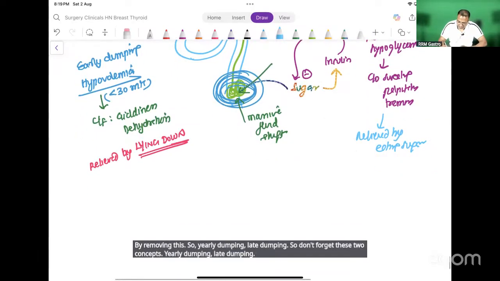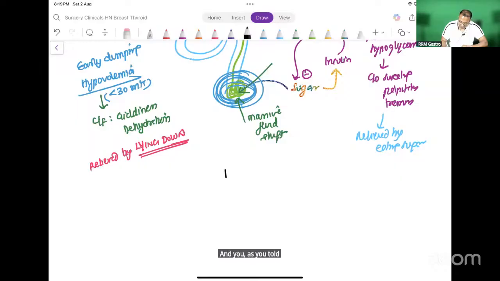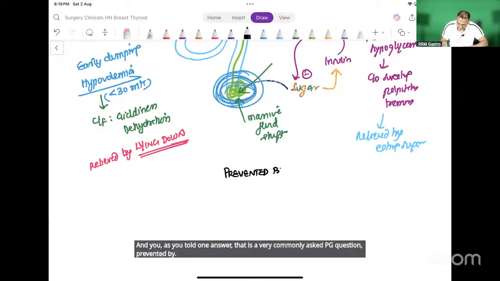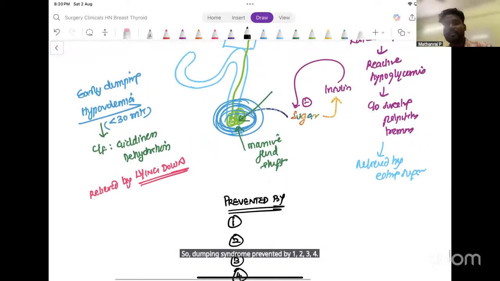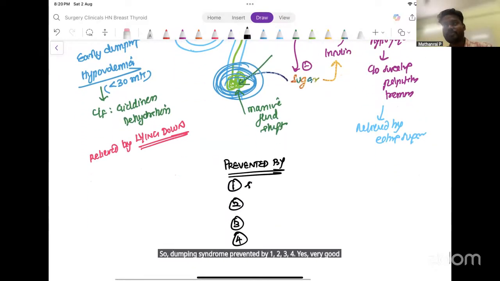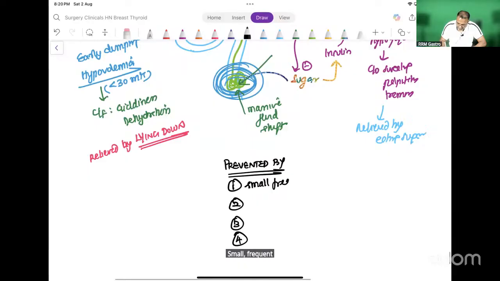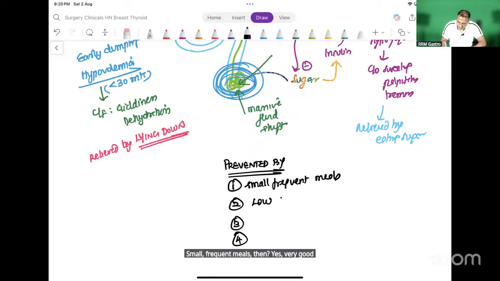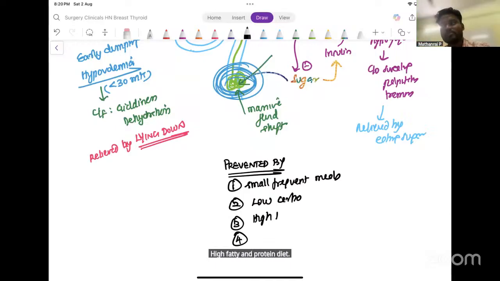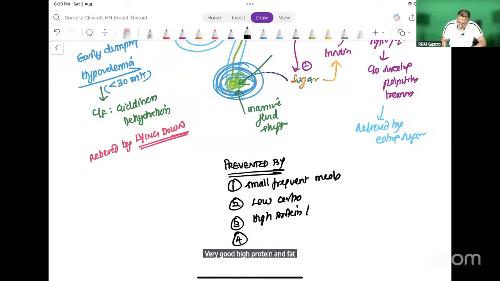And you told one answer that is a very commonly asked PG question: prevented by. So dumping syndrome is prevented by 1, 2, 3, 4. What can we do? Small frequent meals, then low carbohydrate meals, high fat and protein diet. Then one more: dry foods. Don't drink water while eating.